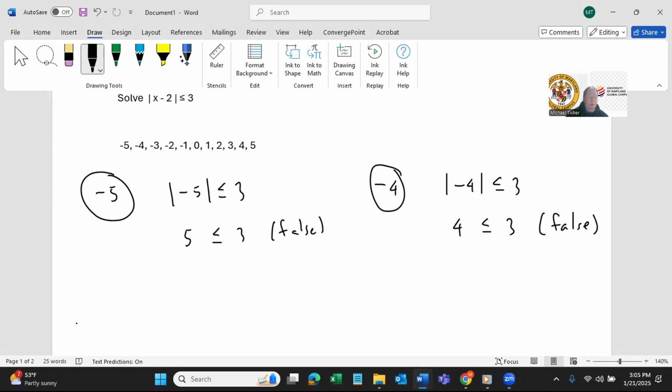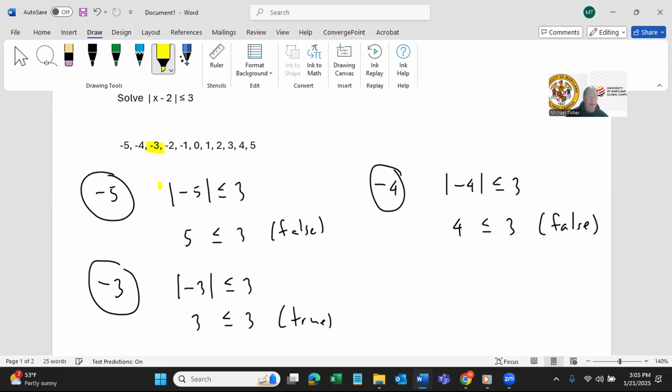So now let's jump to -3. The absolute value of -3 is less than or equal to 3. Absolute value of -3 is 3, and is 3 less than or equal to 3? Well, that's true. And so -3 will work. So let's highlight that.